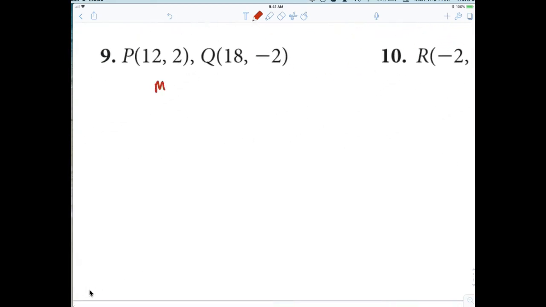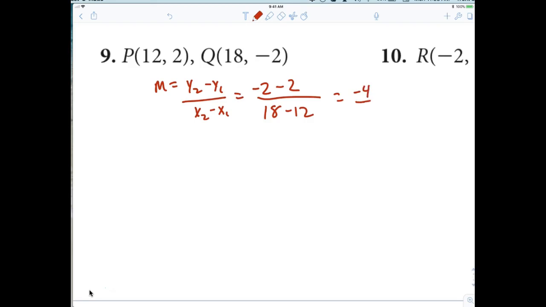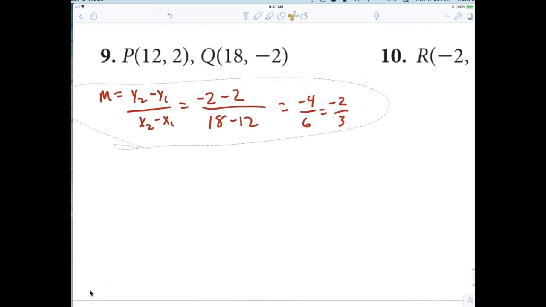Number 9, everybody's got to write the slope formula. M equals Y2 minus Y1 over X2 minus X1 equals. I want you to tell me how to do it, though. -2 minus 2, beautiful, over 18 minus 12. Now I want you to think carefully. You owe your mom $2, and you owe your dad $2. Think about money. -4 over what? And then that reduces to? Yes, but don't forget the what? -2/3. Is everybody happy with this? All right, I'm pretty happy.